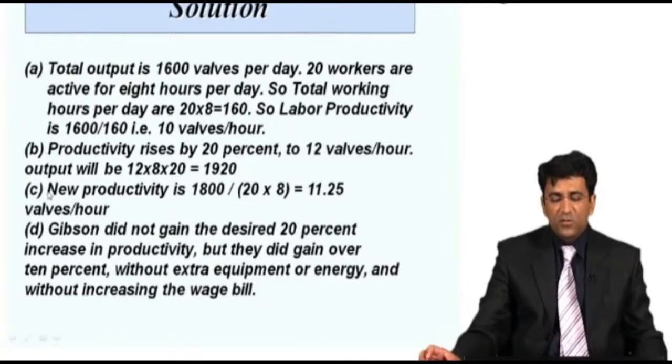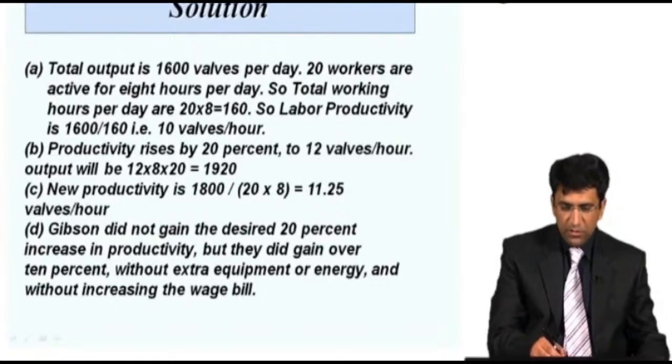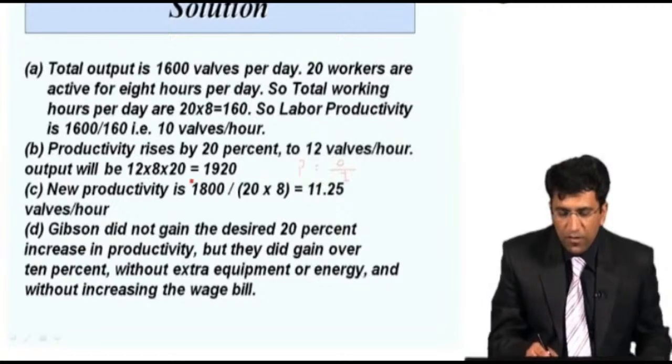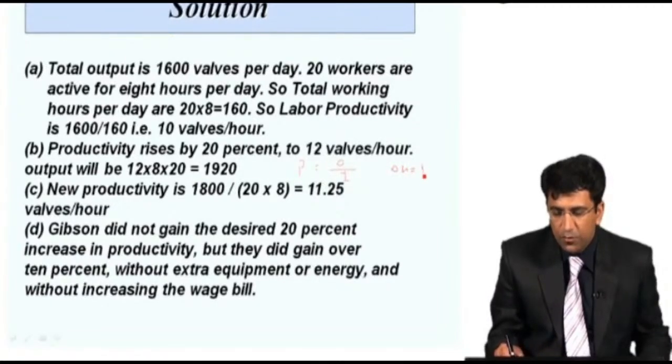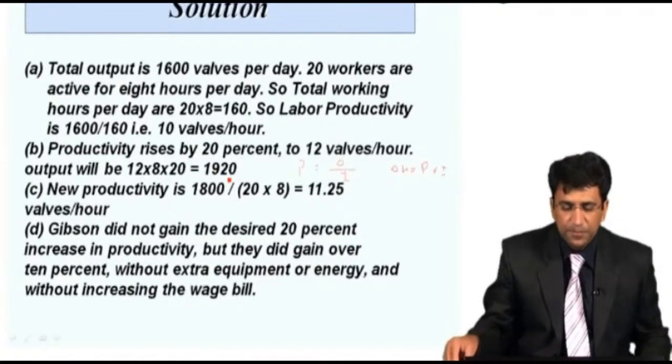the new output we may also calculate, that is 12 multiplied by 8 multiplied by 20, equal to 1920. So this is the total output. That is how we can calculate this new output. As we know, the formula is productivity is equal to output over input. Now if we want to calculate the output, it will be equal to productivity multiplied by input. You know the productivity is 12 with that 20% increase, multiplied by the input. The input you have already noted is equal to 8 multiplied by 20. So the new output will be equal to 1920 units.